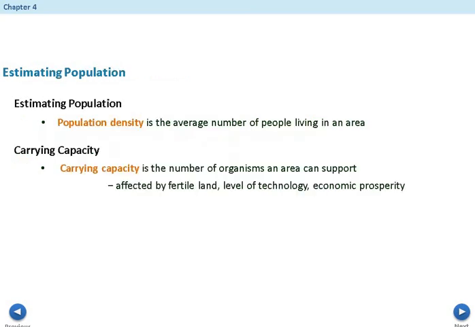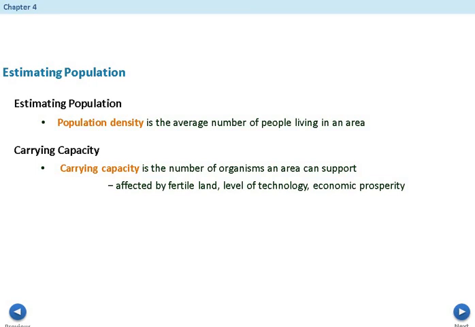Another thing that we look at is population density. Population density is the average number of people living in an area. We can look at the population density of, say, India, and it is probably very high because they've got a lot of people in a small area. Ironically, population density for China is lower because there are more people inside China, but there is more land. So that's going to average out to a lower population density.